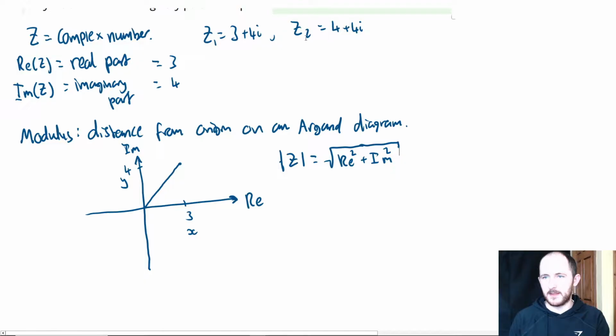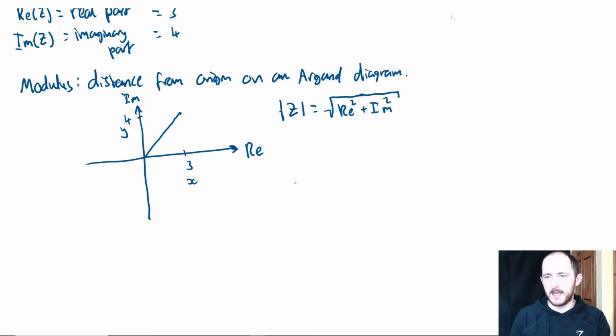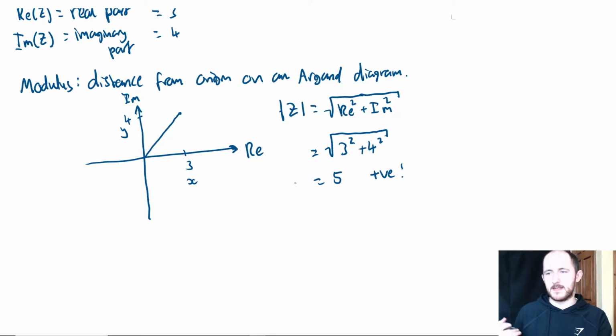So again, if we have the 3 plus 4i like we do here, it's going to be 3 squared plus 4 squared, because again, we're ignoring the i. Which gives me 3 squared is 9, 4 squared is 16, 9 plus 16 is 25, square root of 25 is 5. And remember, modulus can only be positive, okay? Because it's a distance. Distance is always positive, right? I wouldn't say the distance from London to Manchester is negative 20 miles or something like that.